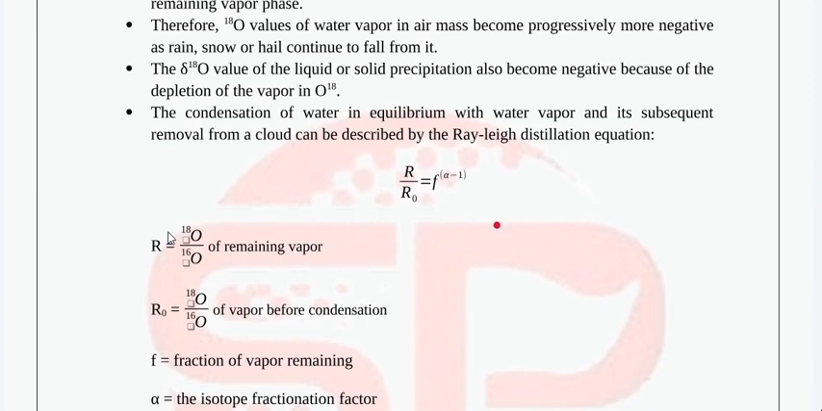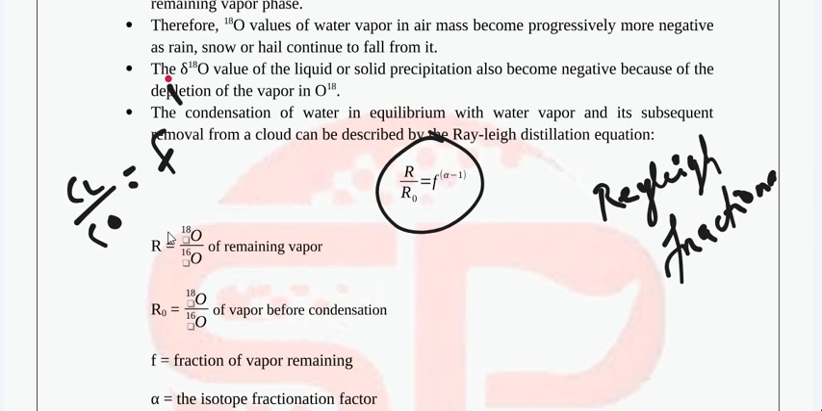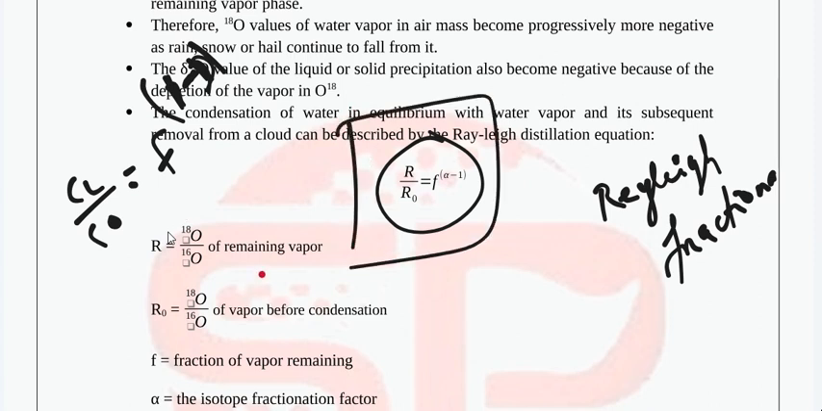So you have already been taught about Rayleigh fractionation. Rayleigh fractionation is also applicable in oxygen fractionation. See, this R by R0 is equal to F to the power alpha minus 1. In Rayleigh fractionation you have studied Cl by C0 is equal to F to the power D minus 1, or 1 minus D. Like that, this is also a fractionation factor for oxygen.